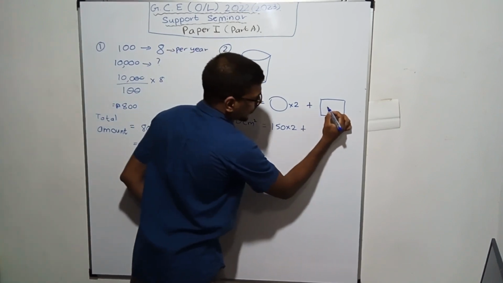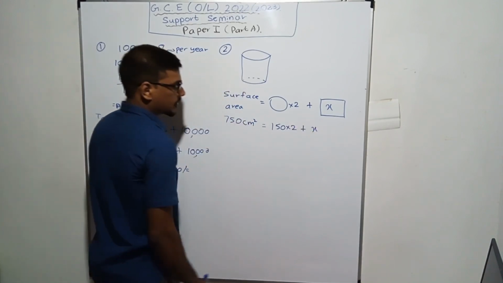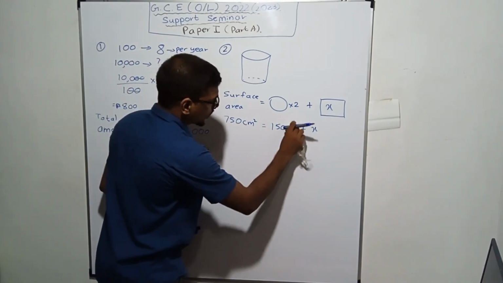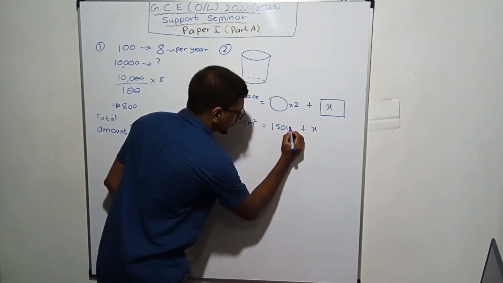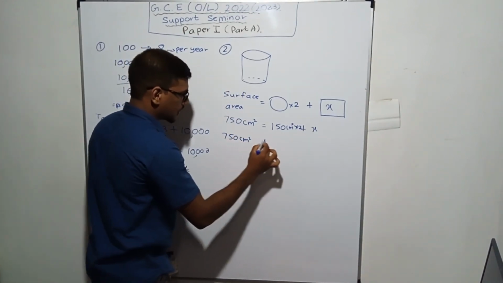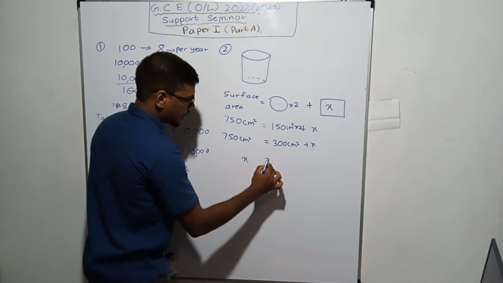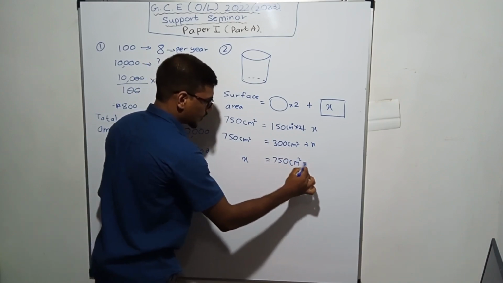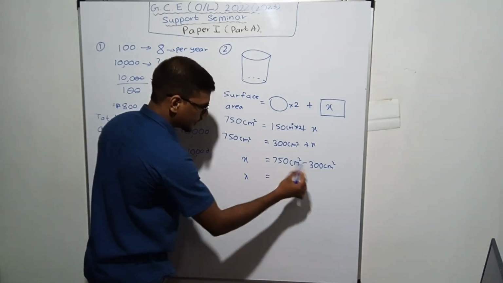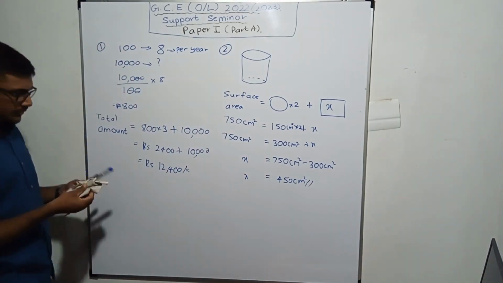After that, I will take the area of the curved surface as x. Then we can find what x is. Here 750 centimeters square. I forgot to place centimeters square here. 150 centimeters square times 2. So 750 centimeters square equals 150 times 2, 300 centimeters square, plus x. So x will be 750 centimeters squared minus 300 centimeters squared. When you subtract, it will be 450 centimeters squared. Okay, we move to the next sum.